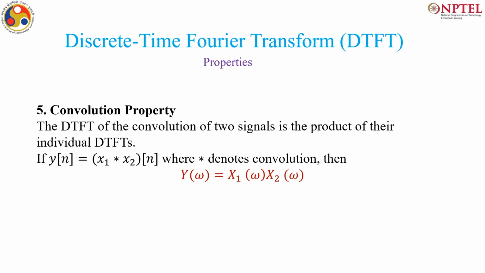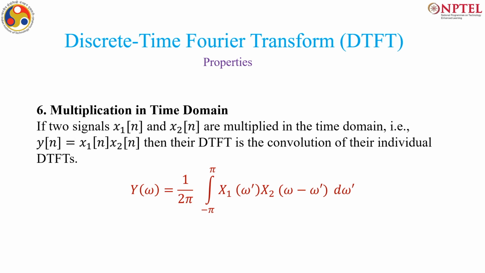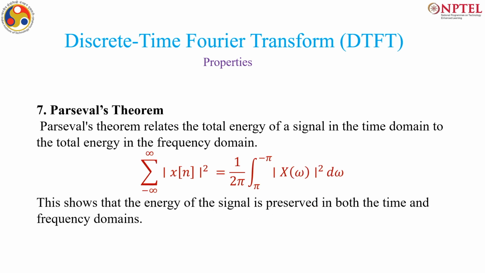And then the very common property, which is the convolution property, where if you convolve two signals and take their spectra, it is equivalent to multiplying their individual spectra in the frequency domain. And what about multiplication in the time domain? If you multiply two signals in the time domain, it is convolution in the frequency domain. And then another fundamental theorem, coming from the concept of energy conservation, which says the energy in the time domain and in the frequency domain will be the same.